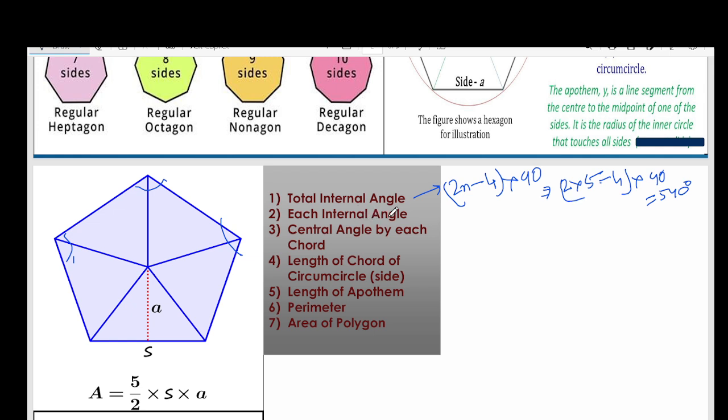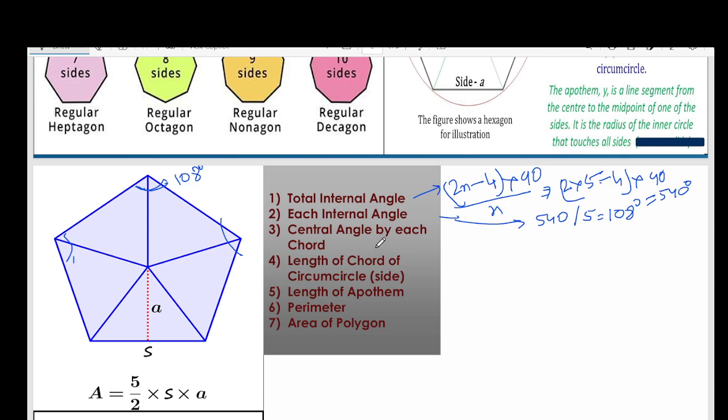For each internal angle, the total internal angle 540 is divided by the number of sides. Whatever the formula, you divide the total internal angle by the number of sides. So in this case for a pentagon, 540 divided by 5 sides will give you 108 degree. So each internal angle is 108 degree. So this portion is how much? 54 degree, 54 degree, 108 degree.